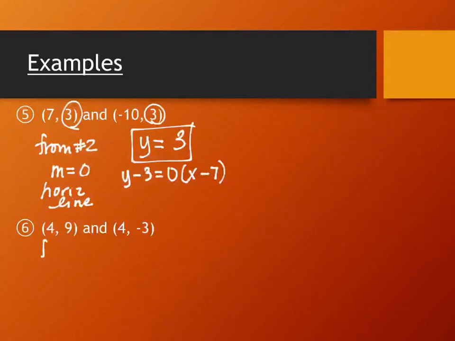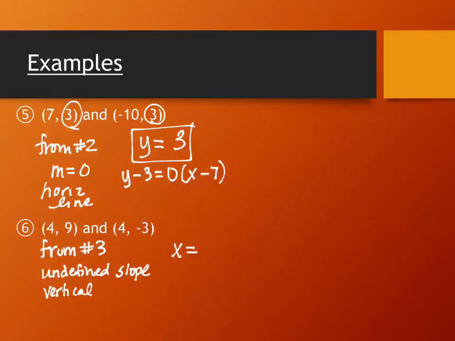Number 6 is, again, mirroring back to problem number 3, where we found that we had an undefined slope. Say again, Kaylee? It is a vertical line, you're right. Which means that this is an equation x equals. And what does x equal? 4.